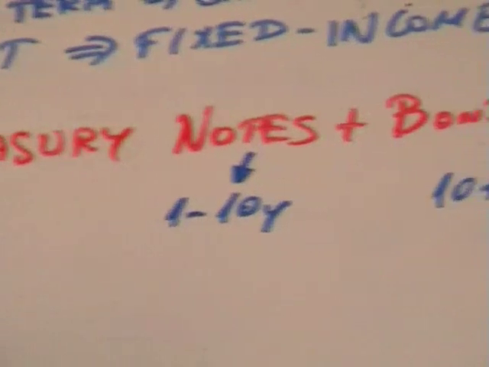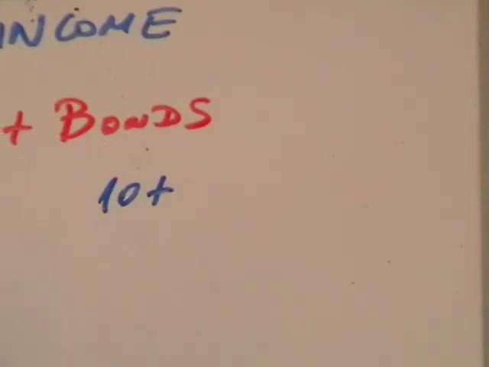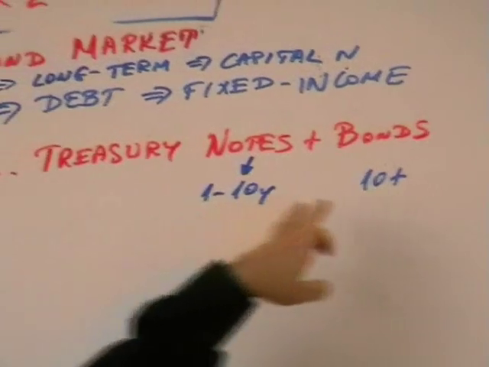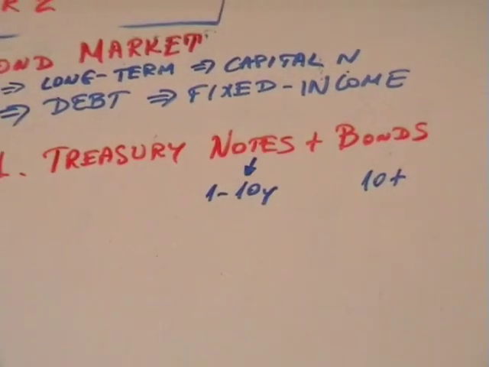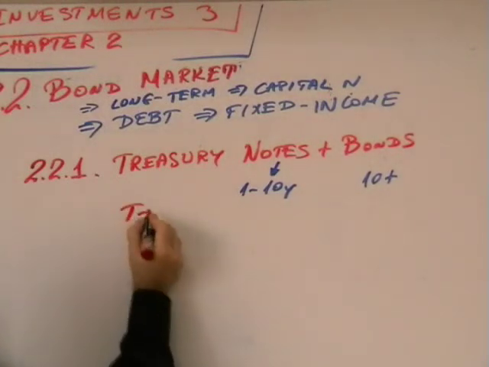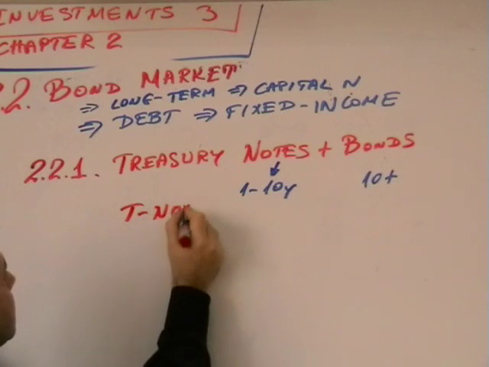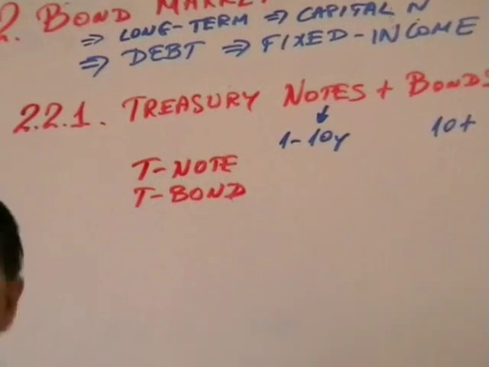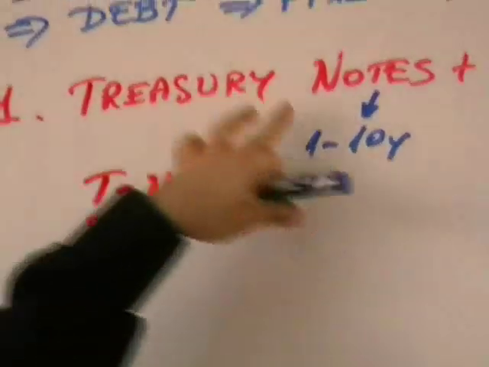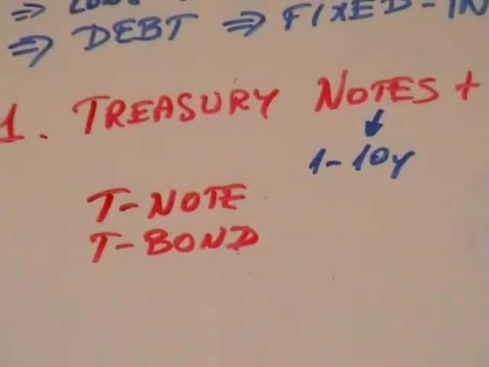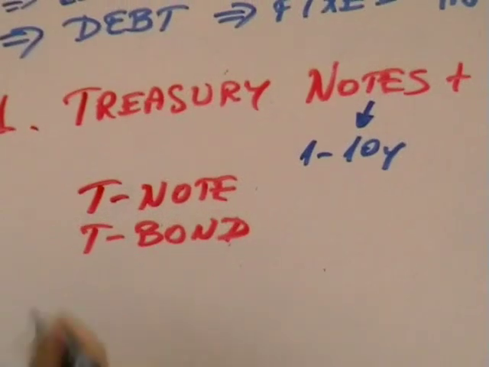Bonds are 10 plus. So, you gotta remember, treasury bill, less than 1 year. Treasury note, 1 to 10. Treasury bonds, 10 plus. All right, let's see what we have. They are known, also shortened as T-note and T-bond. All right, they are shortened. This is just an alternative name for treasury note and treasury bond because it's short, it's quick, it's easy.